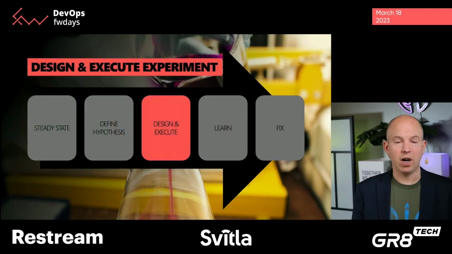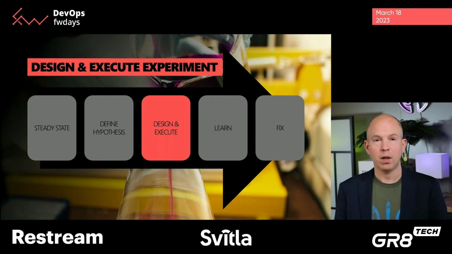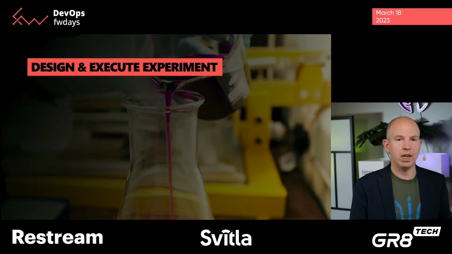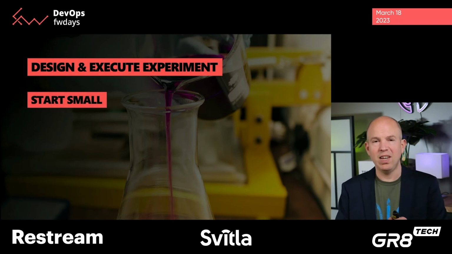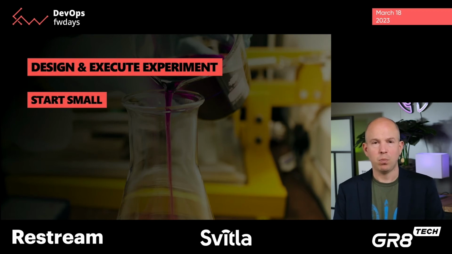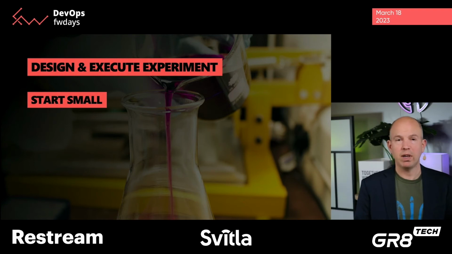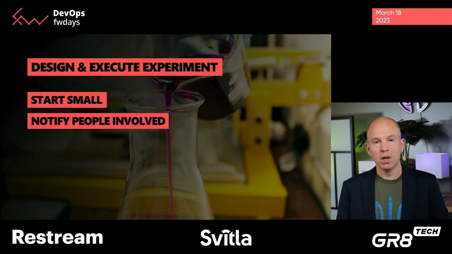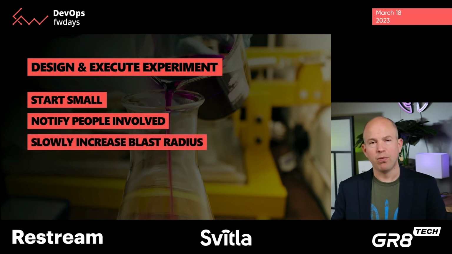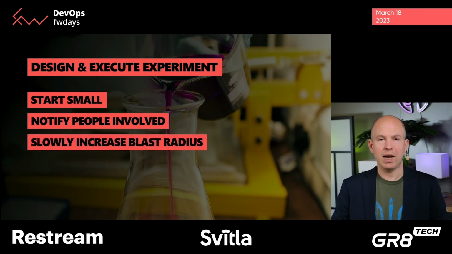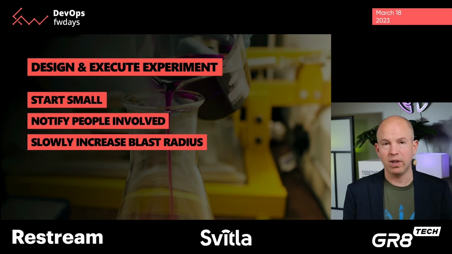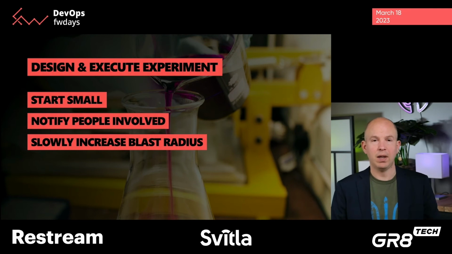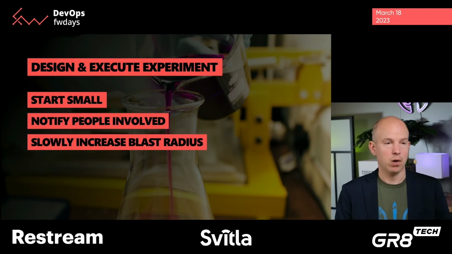So then we're going to design and execute our experiment. When we're designing our experiment, first of all, we need to start small. Let's make as little impact as possible to at least see that our application is able to withstand that. And if everything goes well, then we can gradually move to a bigger blast radius, make the impact a bit larger, and make sure that everyone who's involved in building and running the application knows that these experiments are being executed on a certain environment.